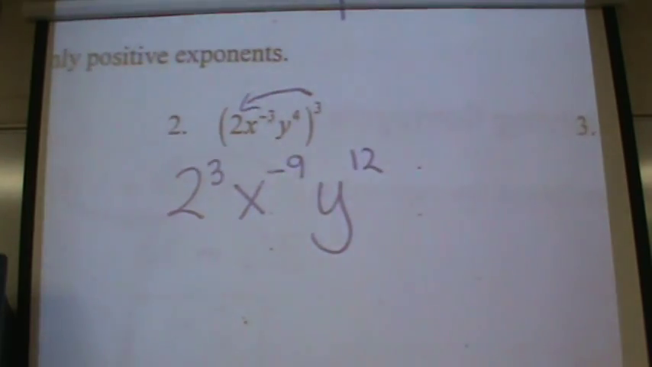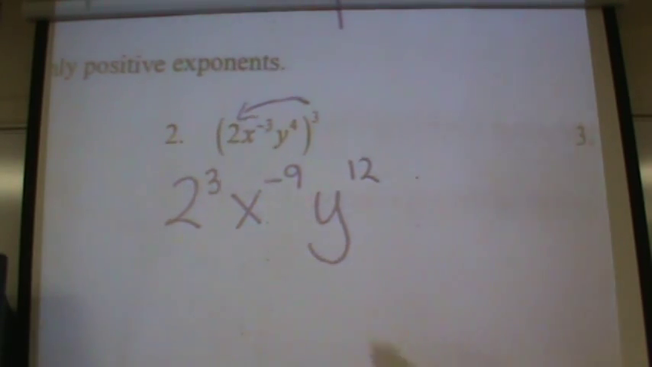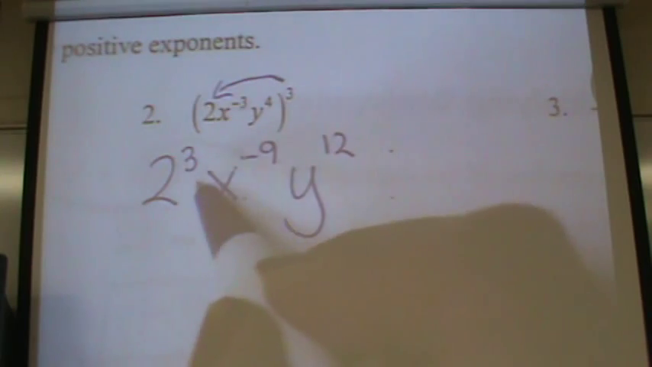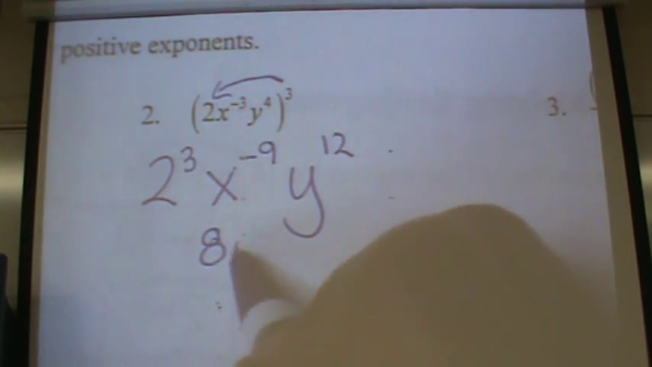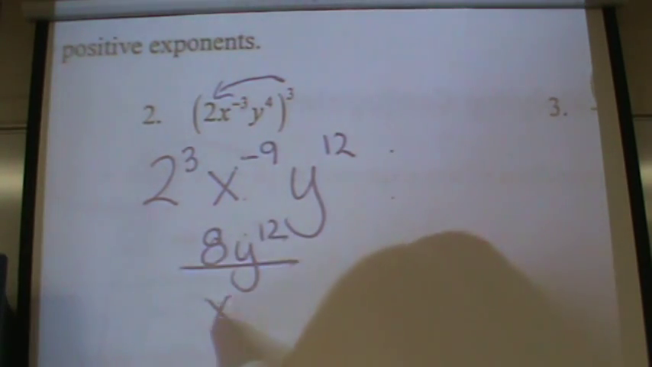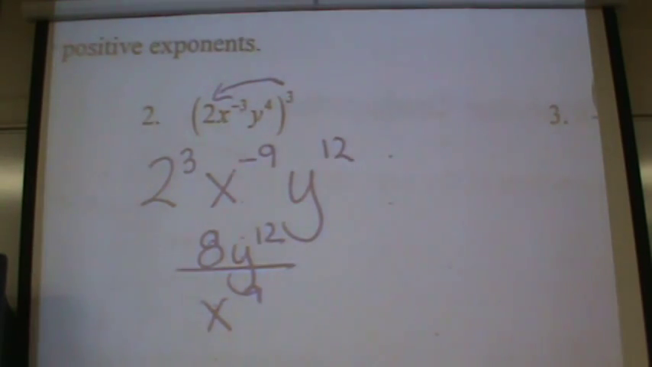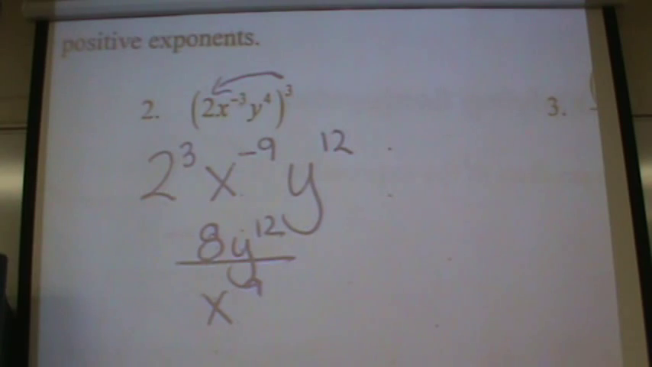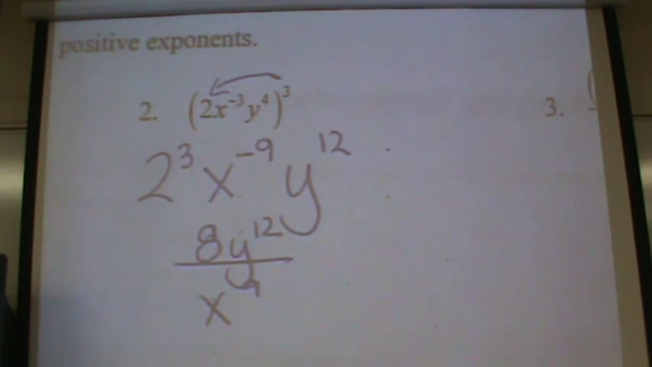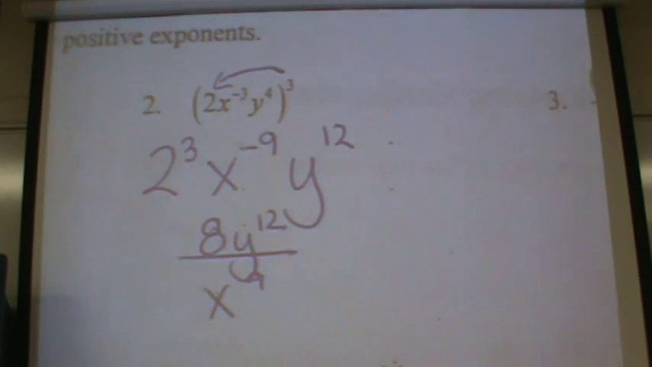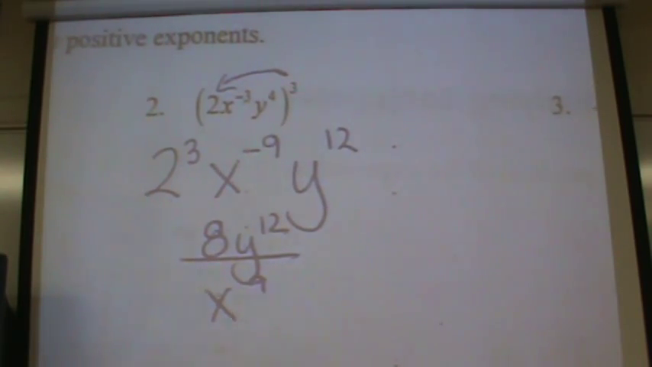Now, how do you get rid of a negative exponent? Put it on the bottom. Mhm. What is 2 cubed? 8. Here's your answer: 8y squared over x to the 9th. That's 8y to the 12. What did I say? You said square. I'm sorry. 8y to the 12th over x to the 9th.